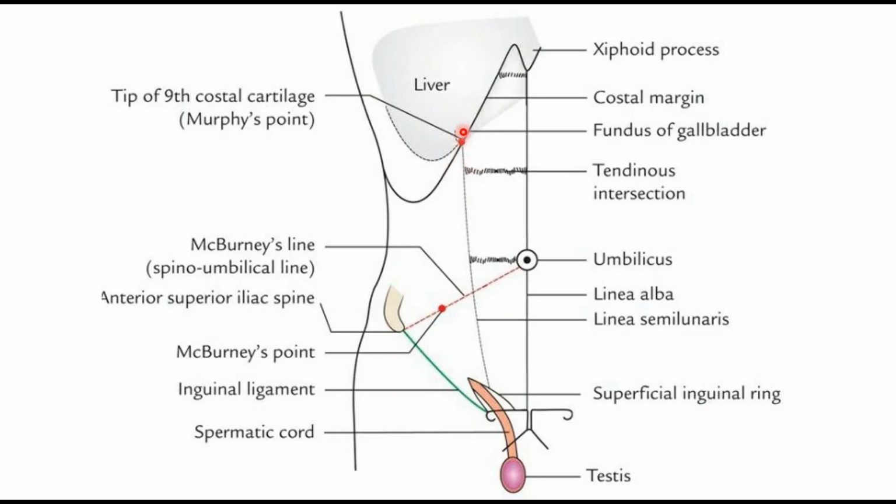Also we have a second point, which is called Murphy's point. Murphy's point is a point at which linea semilunaris meets the costal margin. The clinical importance of this point is that the fundus of gallbladder lies deep to this point.